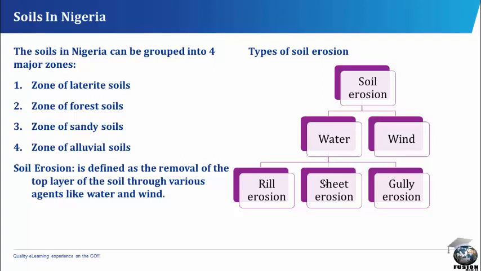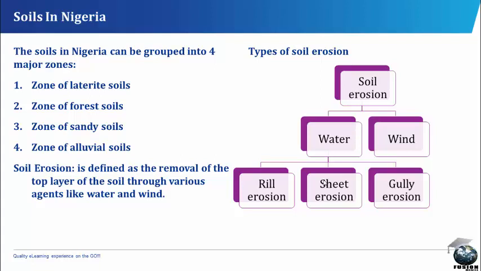Soils in Nigeria. The soils in Nigeria can be grouped into 4 major zones. 1. Zone of lateral soils. 2. Zone of sandy soils. 3. Zone of forest soils. 4. Zone of alluvial soils.